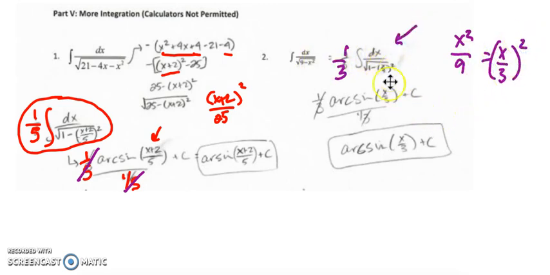So this is how I've rewritten my integrand. And I recognize that I have arcsine of x over 3. And of course, when I integrate, I divide by the derivative of x over 3, which is 1/3. These cancel, and I'm left with just arcsine of x over 3 plus c.